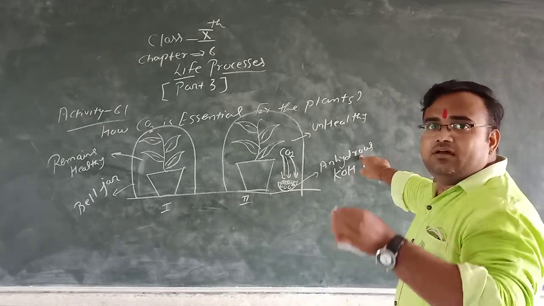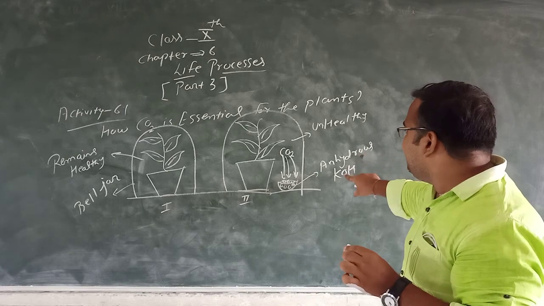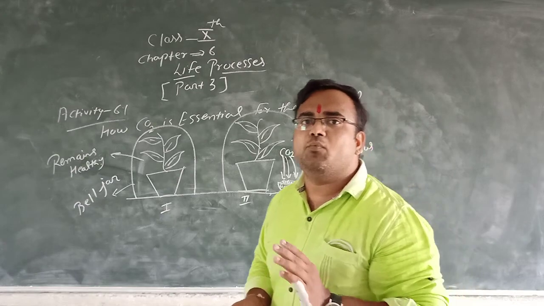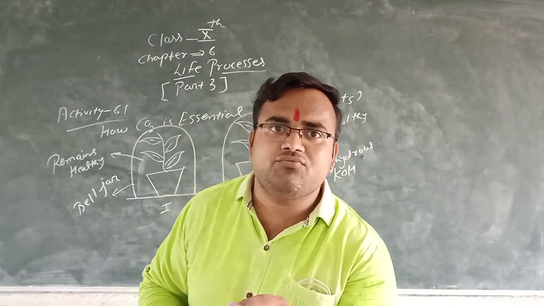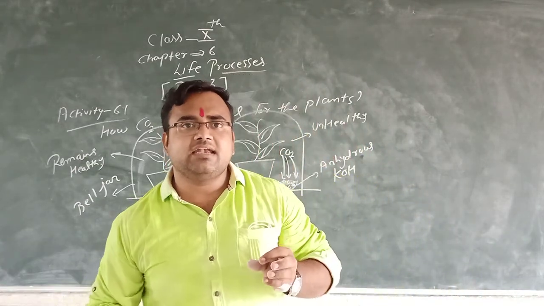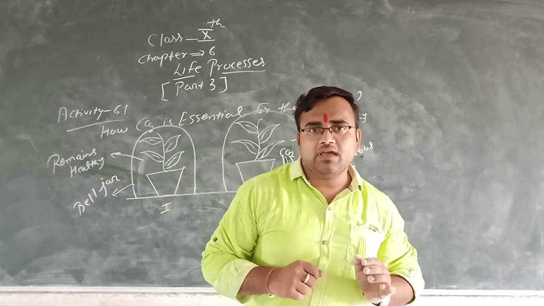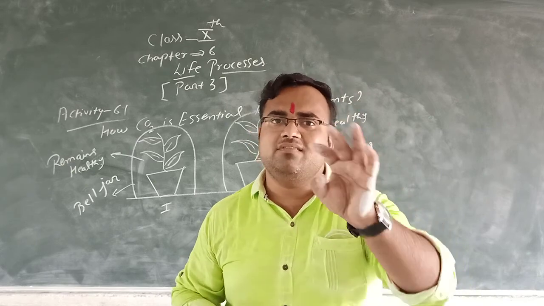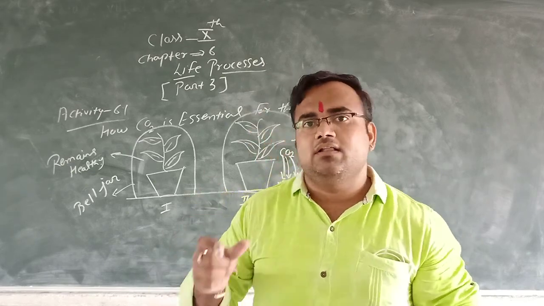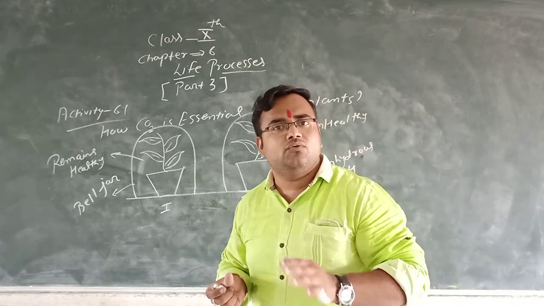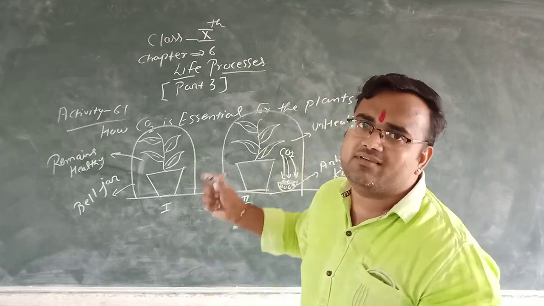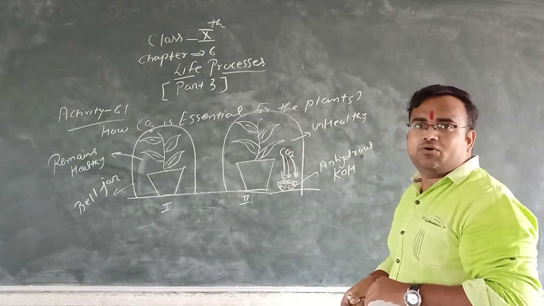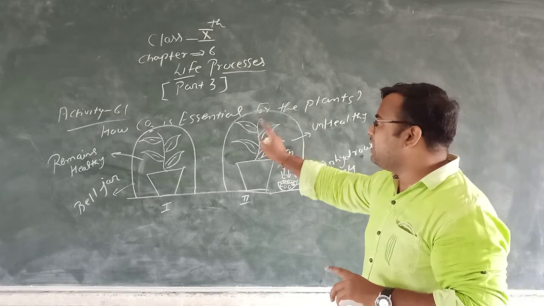Anhydrous KOH means a KOH which does not contain any moisture. Anhydrous means a powder which doesn't contain any moisture, a fully dry powder. An means no and hydrous means water. A compound in which no water or moisture is present is known as anhydrous. So this anhydrous KOH will absorb all the carbon dioxide which was essential for the plant.